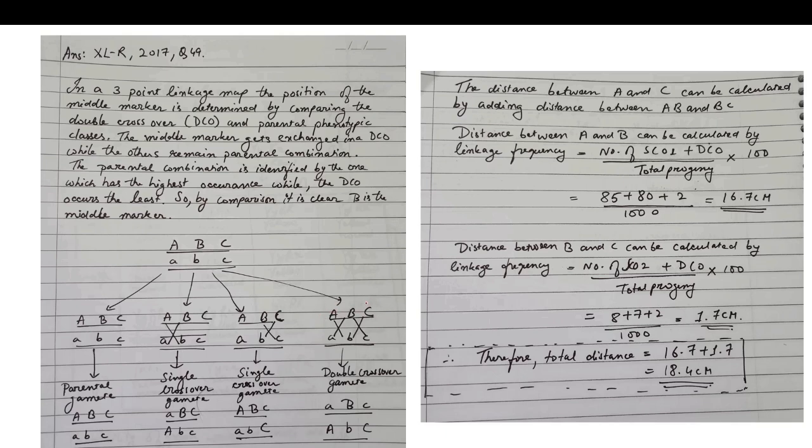Three factors are present. If there are two factors, then the question would be very easy because there will be only single crossovers. There could not be double crossovers. So here this double crossover gamete will look like this.